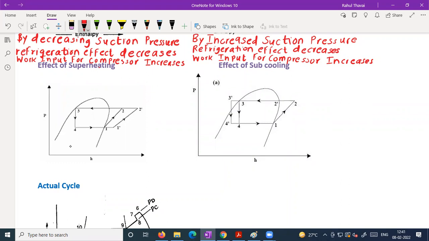By doing this, can anybody let me know what happens? By superheating, I'll just write down here, what happens? Can anybody let me know? By superheating, what happened?